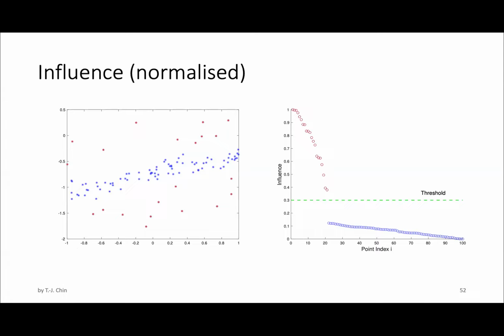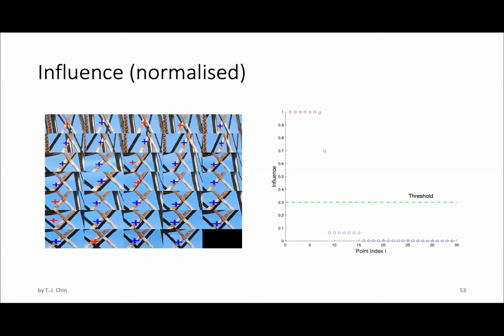Will this work on computer vision data? Even better, it works on computer vision data. This is a triangulation problem. Remember I said that triangulation has a quasi-convex residual. Therefore, the F function needs you to solve the G function, the minimax. The minimax is always polynomial time solvable because the residual is quasi-convex. So you can also see this distinct gap between inliers and outliers.